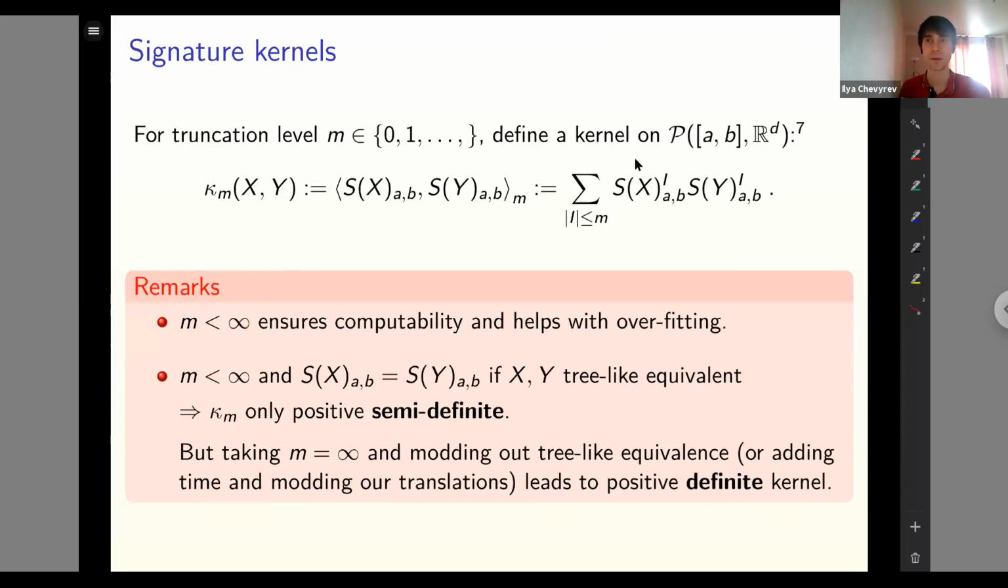And there is a way of turning it into a positive definite kernel by taking m equal to infinity, so that this would become an infinite sum, and then you would appropriately mod out the space of paths either by tree-like equivalence, or you would add time and mod out by translations or something like this. So there is a way to make this kernel positive definite if we wanted to, which may be very helpful for theoretical purposes.